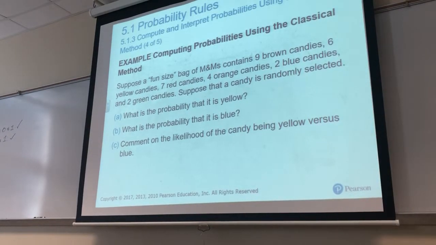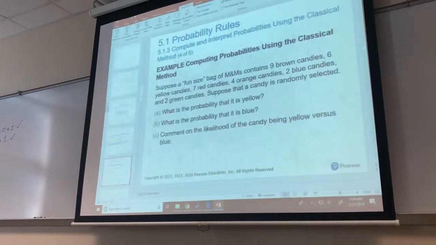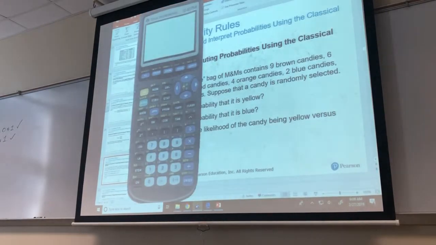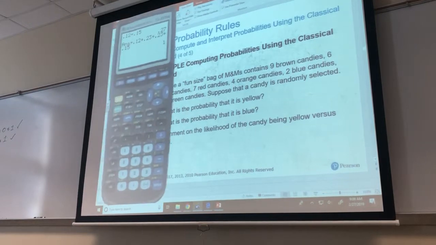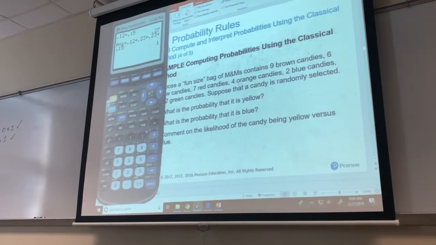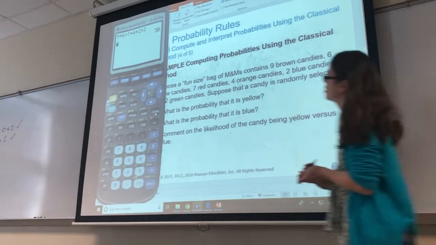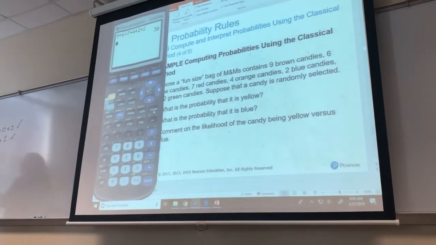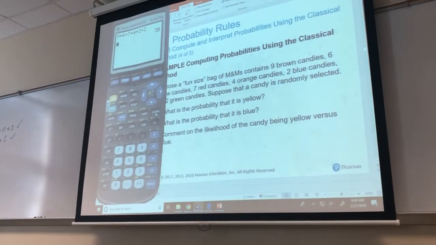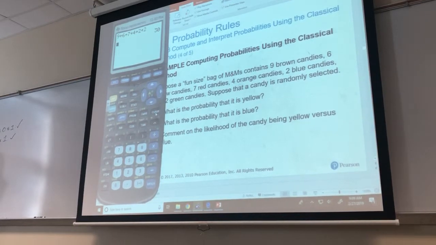So what we're going to do is figure out this probability. First, we have to figure out how many we have all together, because it doesn't tell us. We've got 9, 6, 7, 4, 2, and 2. So we get 30 candies all together. So we've got 30 M&Ms in there. That's going to be the number in my sample space. Sample space has 30 M&Ms. Each one is equally likely to be selected.